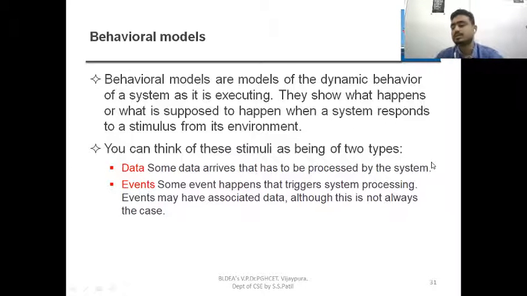What is the definition of computer? Take the data, take the input, process it, generate the output. Similarly, here in the behavioral models, this comes with data and events. What exactly is an event? Some events happen that trigger the system processing. Events may be associated with data, although this is not always the case.